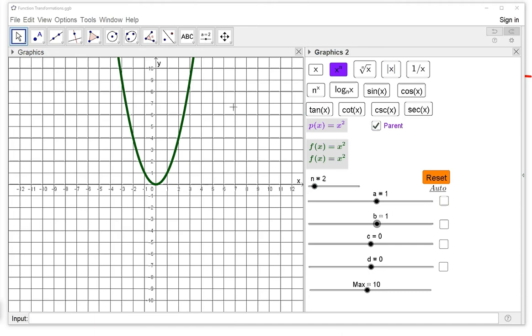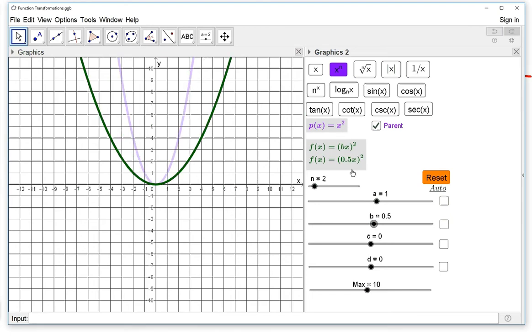Alright, so here we have f of x equals x squared. Let's make b equal to 1/2, which would be 0.5. What happened? The new graph is actually wider than the parent graph. And that's why we call it horizontal stretching. It becomes wider than the original. The original parent graph is here. The new graph is here.